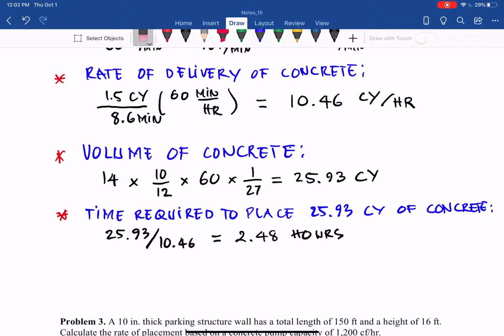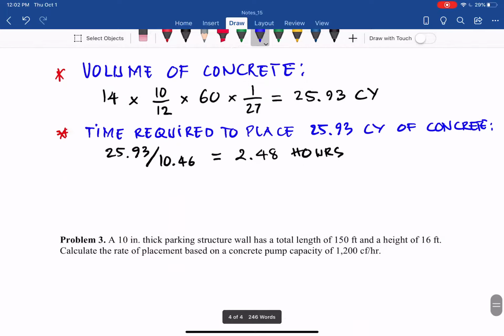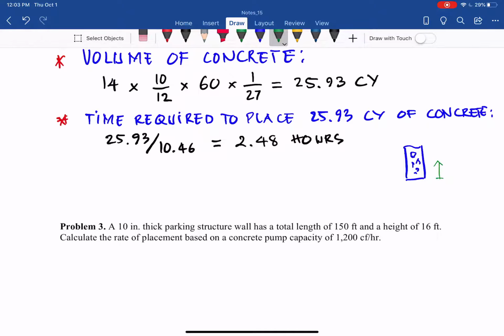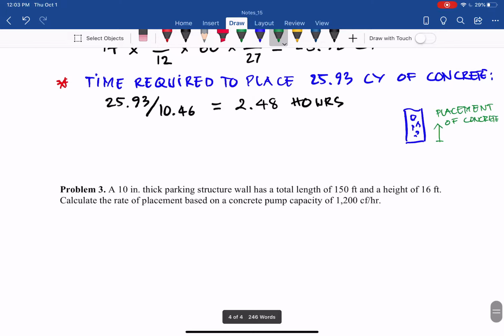And this is not the question asked yet. The question asked what is the rate of placement. For the rate of placement of the wall, if you have the concrete here, the wall, and you place the concrete, the rate of placement is measured by how many linear feet per hour we have. So the concrete goes from bottom to top, right? From that, the rate of placement of concrete is measured by the height divided by the hours. So what is the unit? It will be feet per hour.